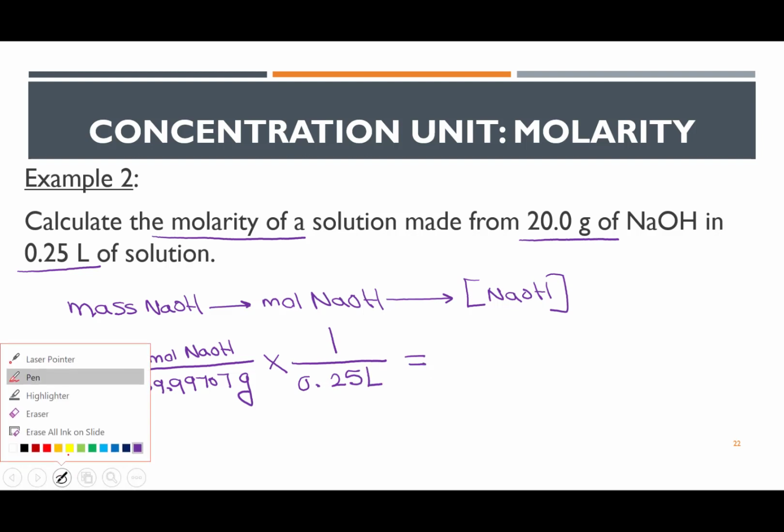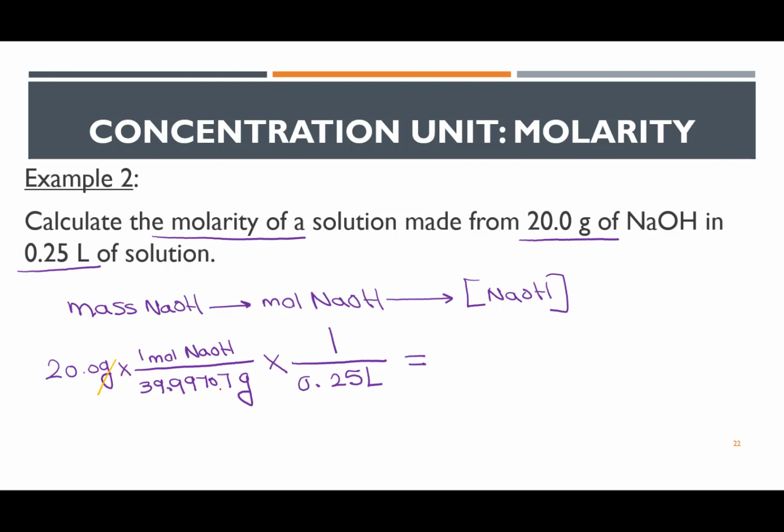And as you could see here, if I do it, the grams are going to go and I will end up with moles per liter, which is going to be exactly 2. Then if you do that in your calculator, you will get the number 2. Okay, that's what you will get, number 2.